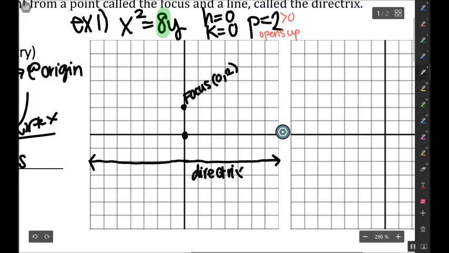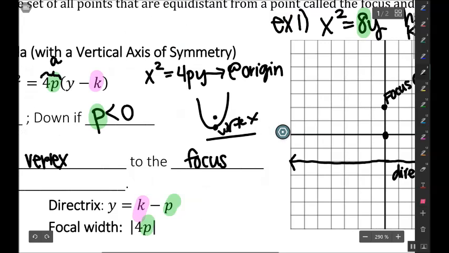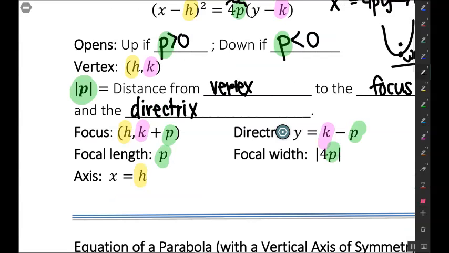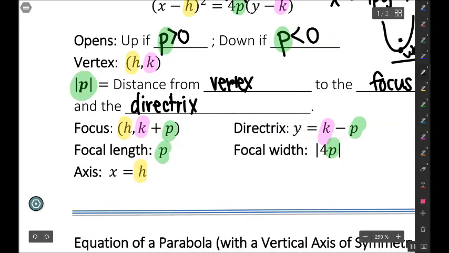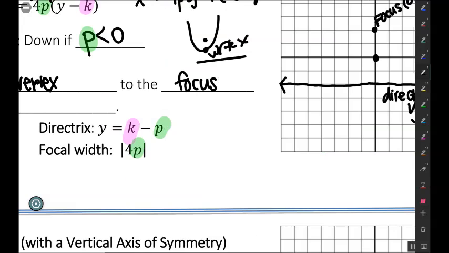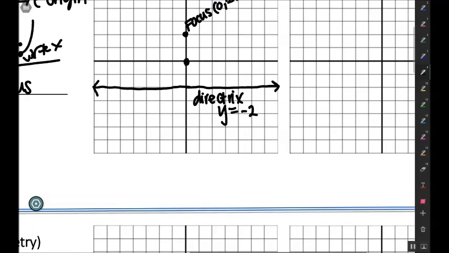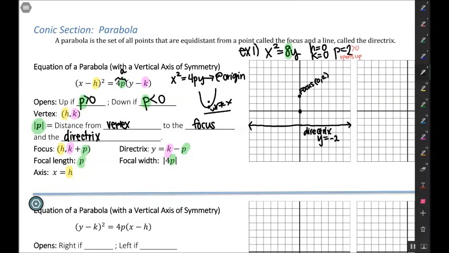And the equation of this line is y equals -2. So if I were to plug in a, h, and k into these equations that we have here for the focus and the directrix, they would work. Okay, the next thing I'm going to need is to graph the parabola.